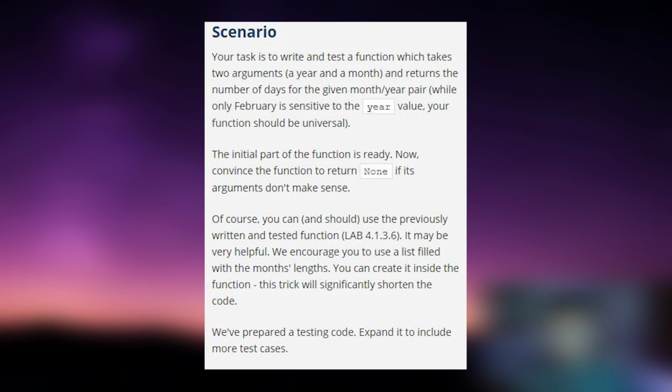Okay guys, so for our part 2, our scenario is to write and test a function which takes 2 arguments, a year and a month, and returns the number of days for the given month and year pair. While only February is sensitive to the year value, your function should be universal. The initial part of the function is ready. Now convince the function to return None if its arguments don't make sense.